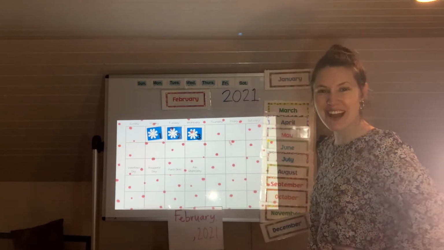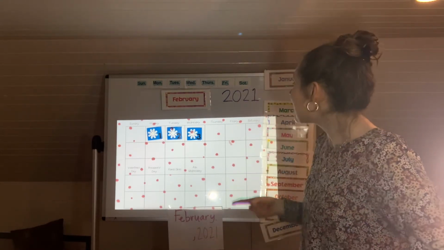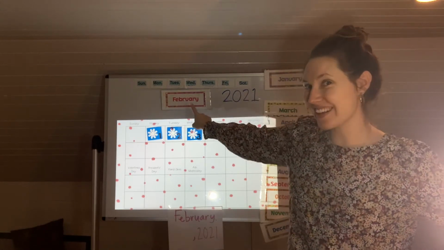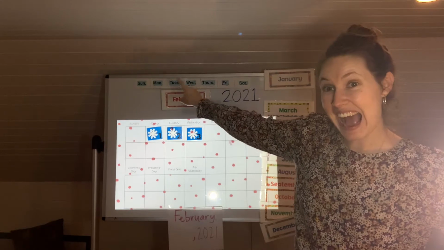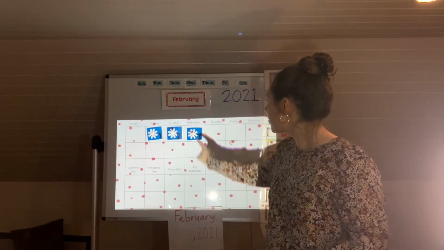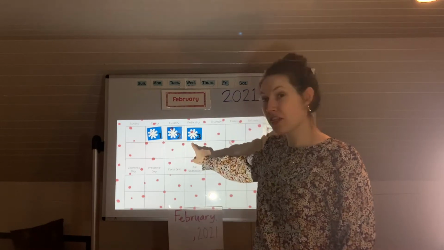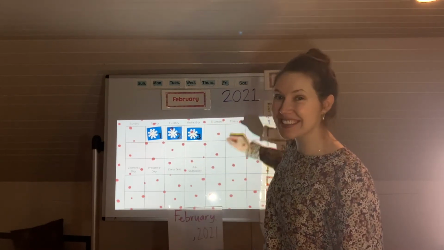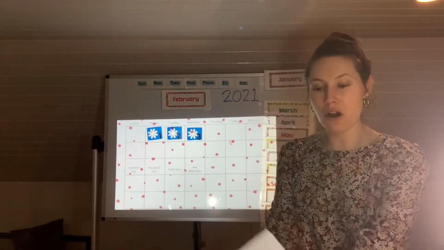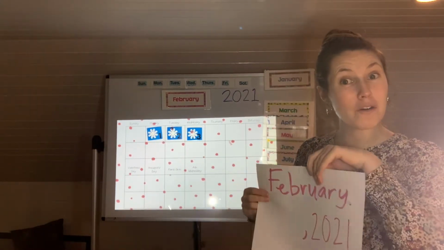Nice work. You guys are so great at singing. Now, we know that we already finished January, so what's our next month? February. We're in the month of February. So now we know it's February 3rd, 2021. Woohoo! Let's go over how we write that.